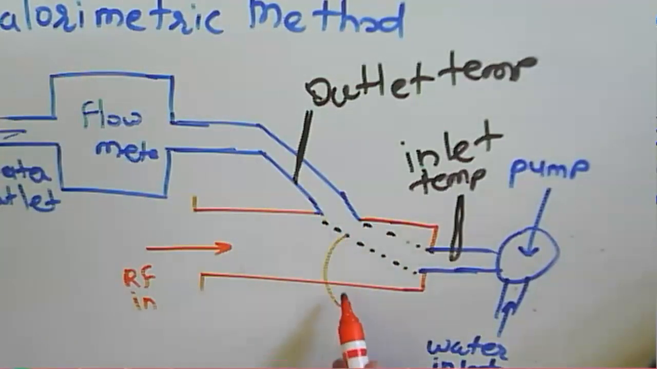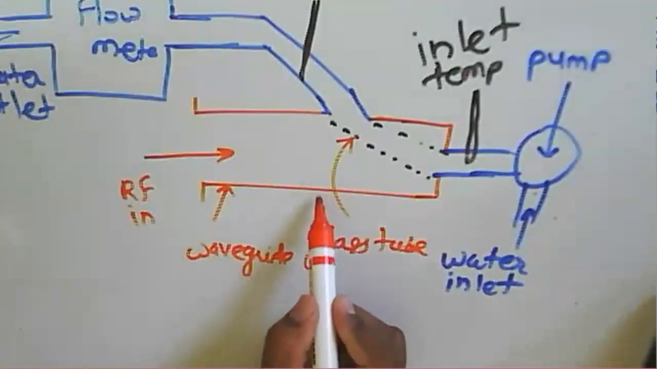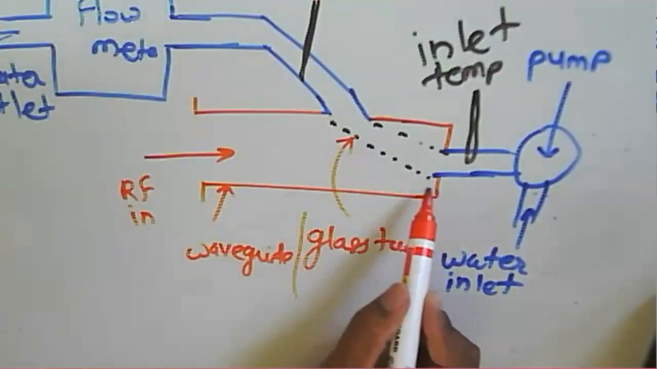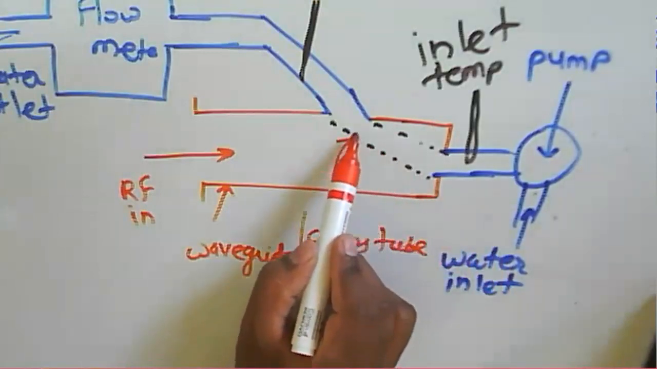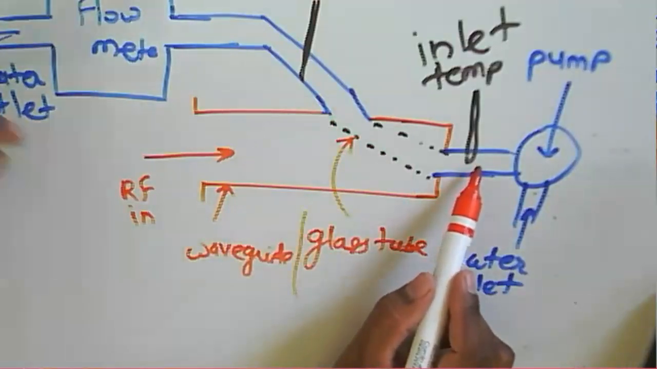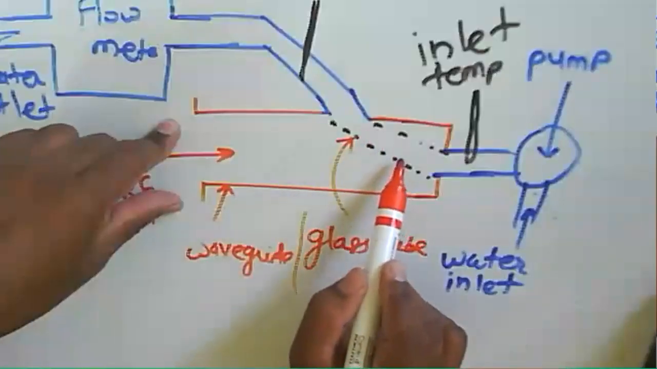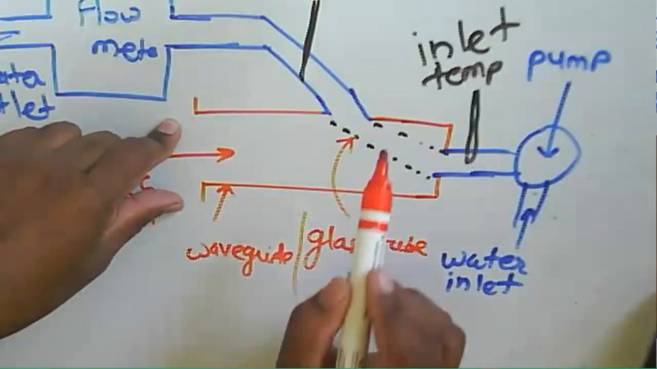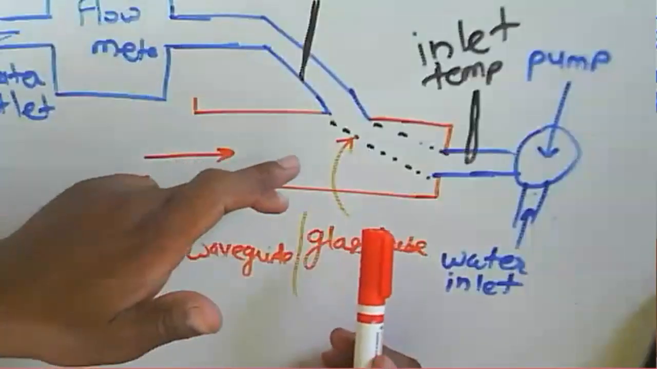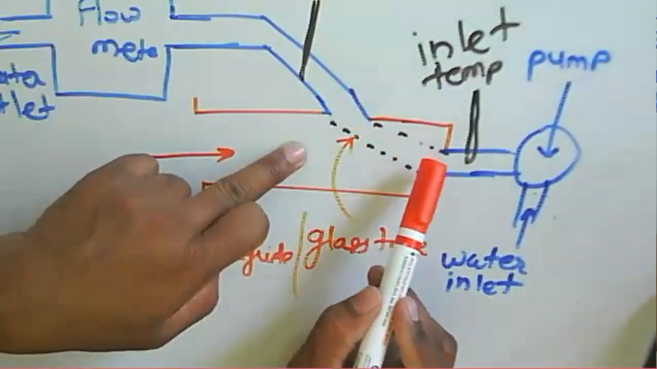So consider the glass tube here, and this is the waveguide. This one is the waveguide, and this one is the glass tube. Now water is flowing through this glass tube. When we apply the RF input here, because of that RF signal the water gets heated, or whichever liquid we consider gets heated, and there is a rise in the temperature of the given liquid. That water gets heated, so there is a rise in the temperature of the water.